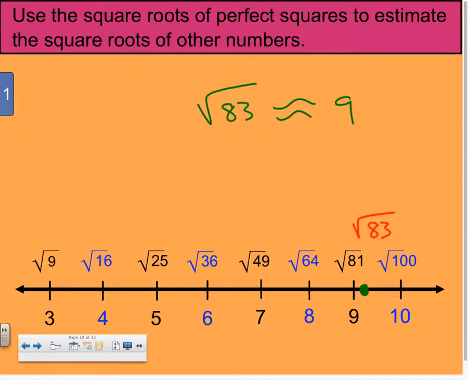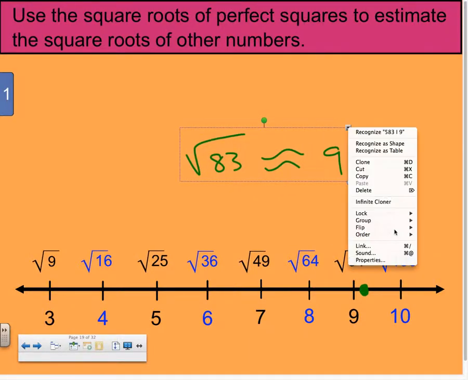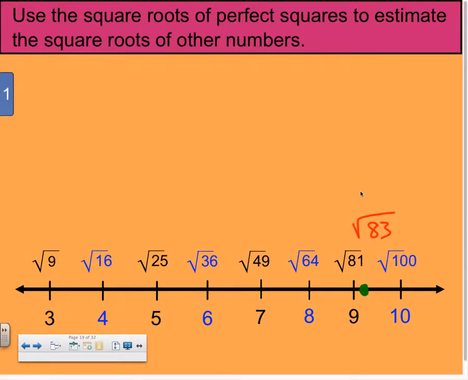Another way that a question could be asked is, what is the nearest whole number or the nearest integer to the square root of 83? In that case, it would be 9. All right, let's take another example.